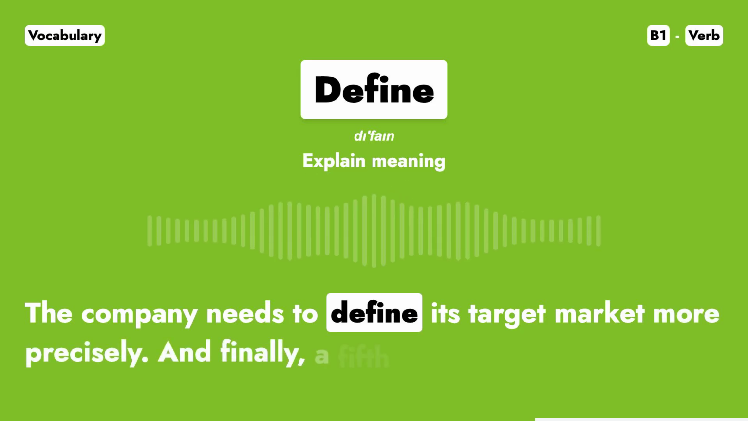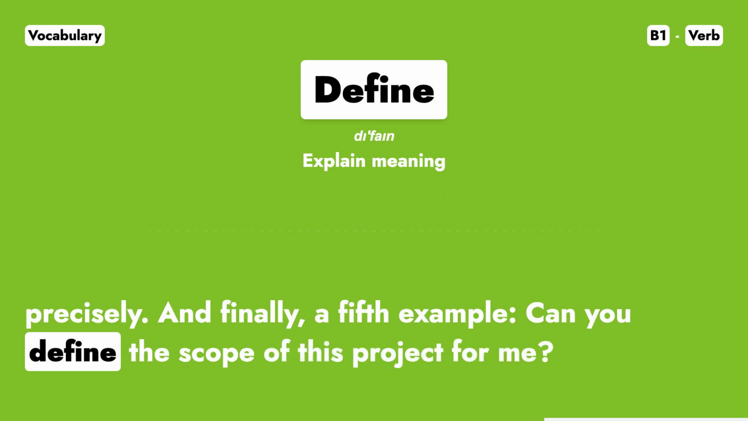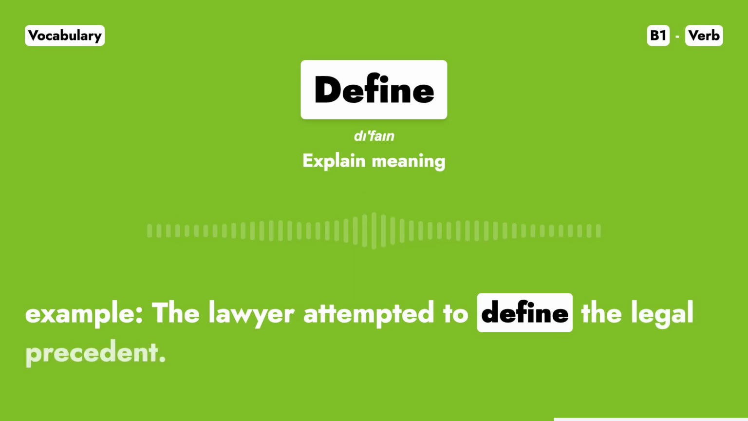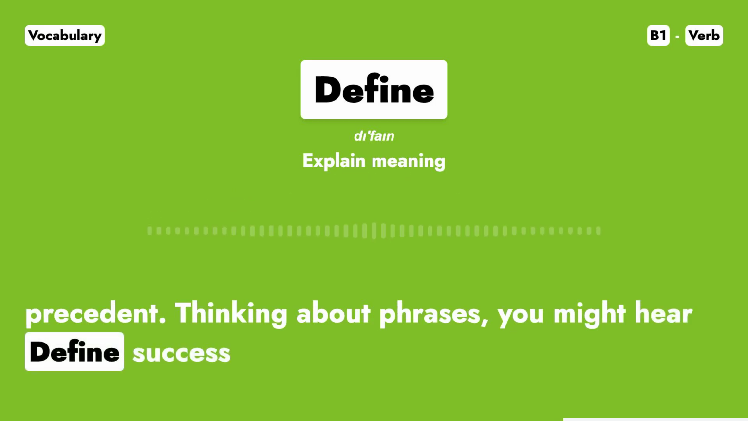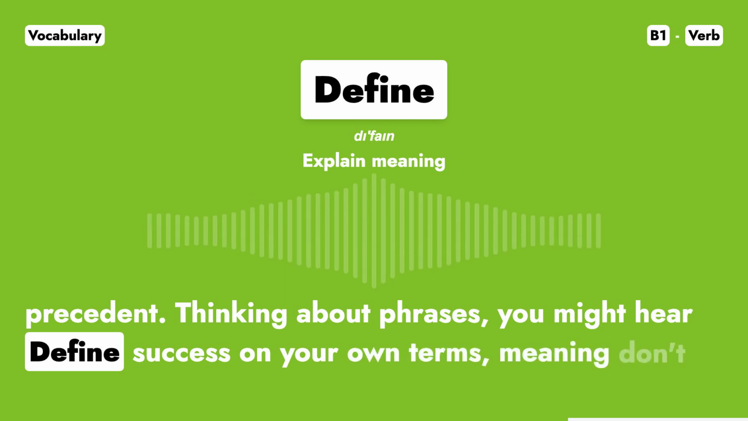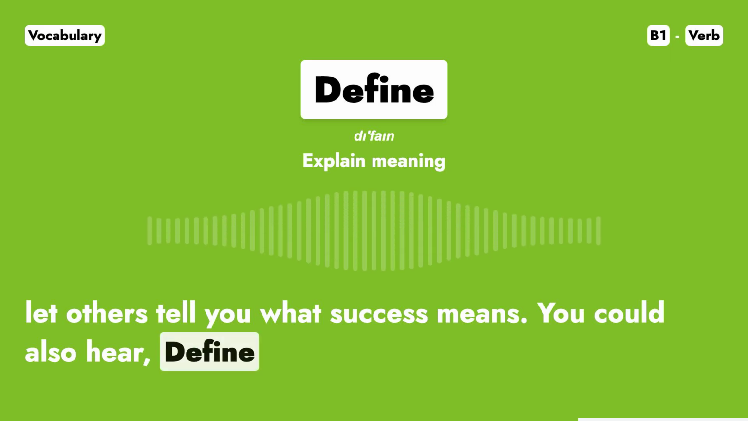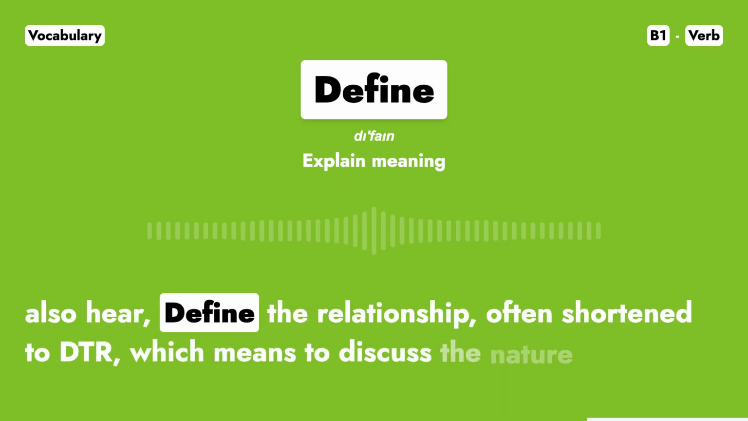And finally, a fifth example, "Can you define the scope of this project for me?" Another example, the lawyer attempted to define the legal precedent. Thinking about phrases, you might hear define success on your own terms, meaning don't let others tell you what success means. You could also hear define the relationship, often shortened to DTR, which means to discuss the nature of a romantic relationship.